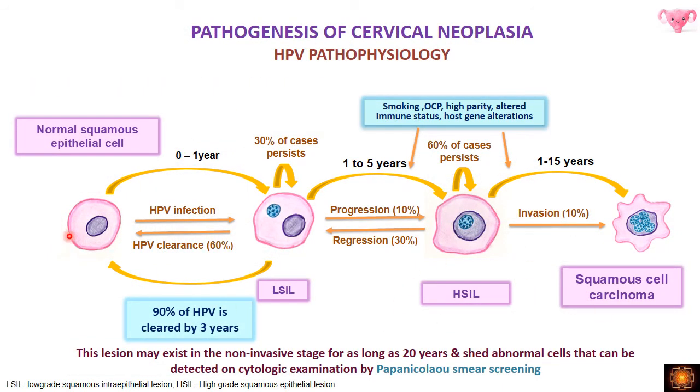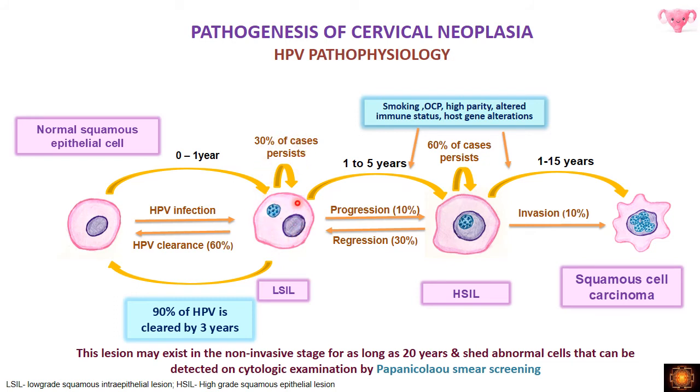Now, when you see this normal squamous epithelium, once it gets infection with the HPV, it takes about 1 year to develop the low-grade squamous intraepithelial lesion. In this low-grade squamous intraepithelial lesion, the virus can be cleared by our immune system. The T cells can clear them. So in 60% of the cases they can clear off the HPV, and by 3 years, 90% of the HPV is cleared. But in the remaining cases, it just persists within the cell.